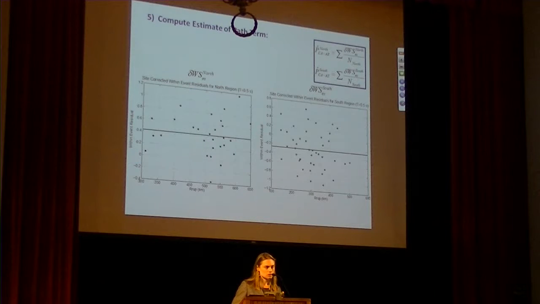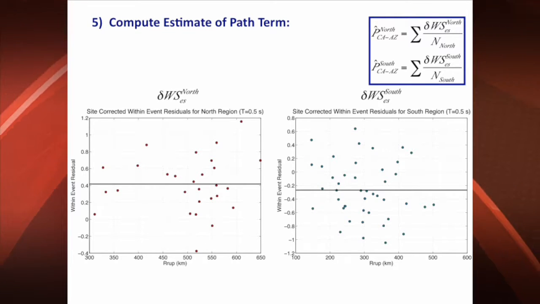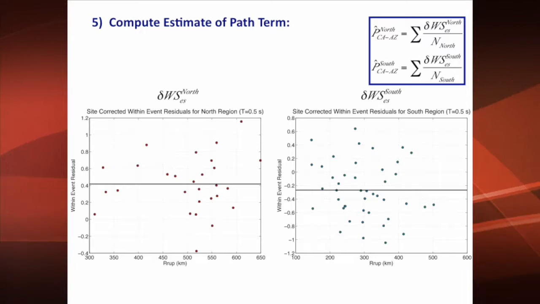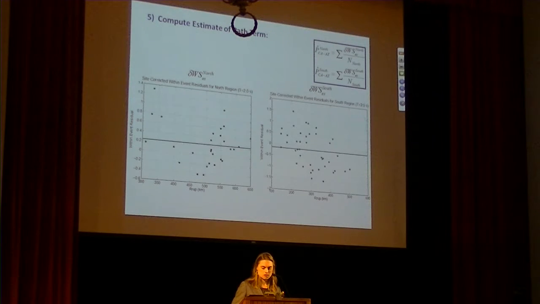And now we can compute our average path term for the northern region to our target area, and then our southern region to our target area, California to Arizona. The southern path from California to Arizona is on the right, and the northern path from California to Arizona is on the left. And the dark line indicates our estimate of these path terms for the north and the south, respectively. And this is 0.5 seconds and 2 seconds.